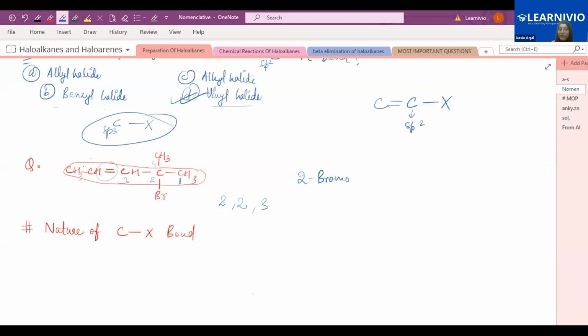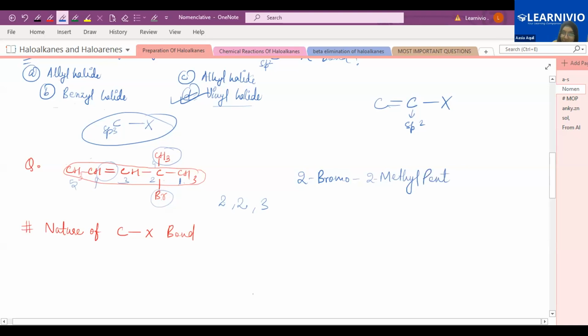Okay, so first what will be the name? 2 bromo, right? So there is a bromine on the second position and there is a methyl group, and we know that B comes first then M, so we will start the naming from 2 bromo, then 2 methyl. And how many carbons are there? 1, 2, 3, 4 and 5. 5 carbons are there in the parent chain. For 5 we just use pent, right?